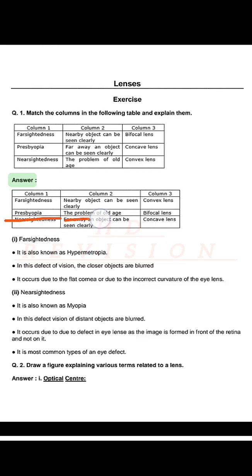Presbyopia, the problem of old age. Bifocal lens. Near. Nearsightedness. Far away an object can be seen clearly. Convex lens.